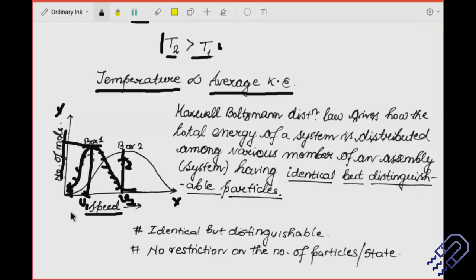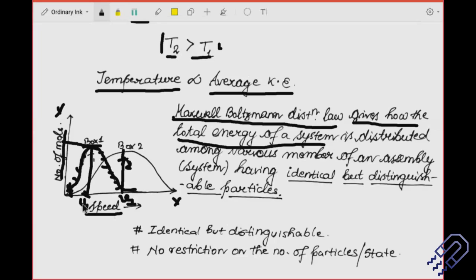Can we just read a statement? I think I've kept this on the screen long enough, so you can read it through. The statement says that the Maxwell-Boltzmann distribution gives the total energy of a system. So you see, speed, that means potential.